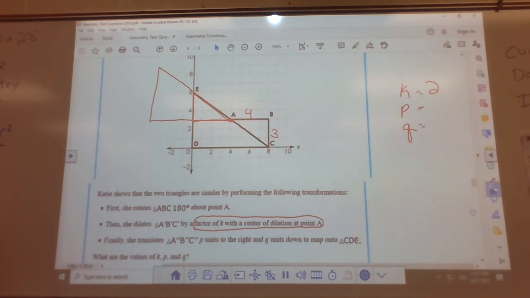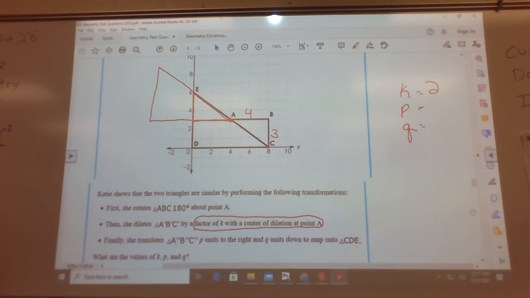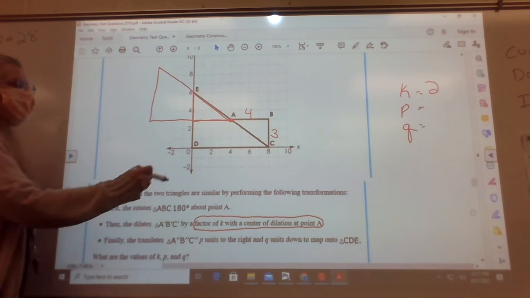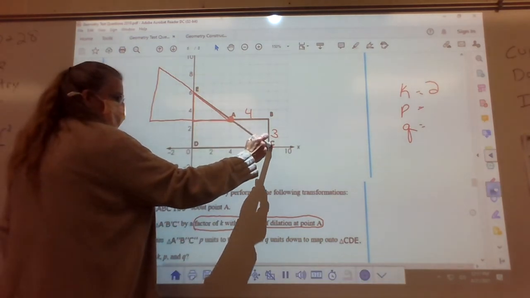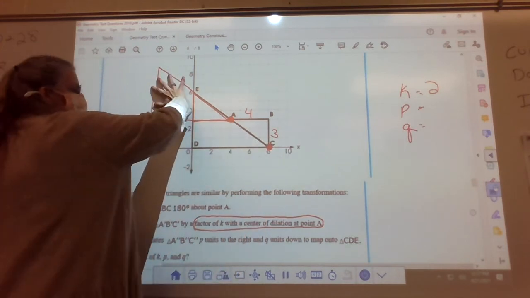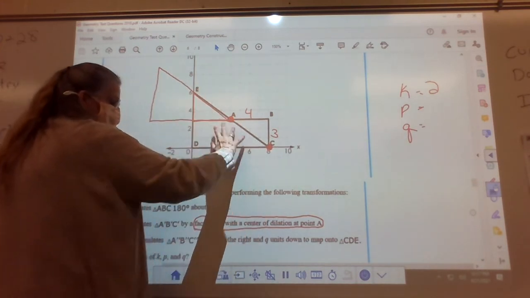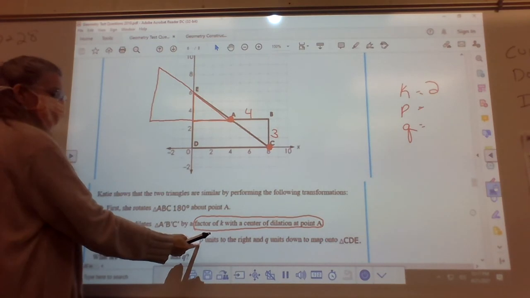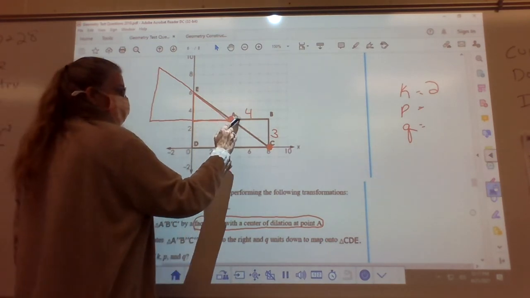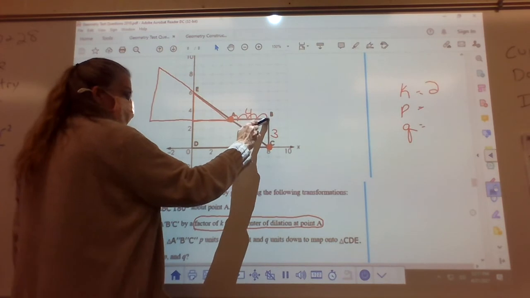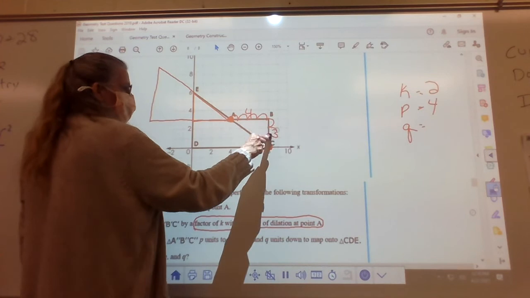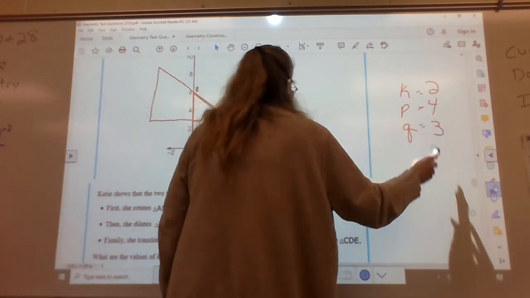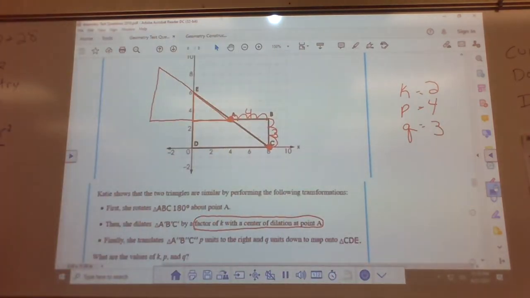Now the last question says she translated it to get to EDC. I didn't even necessarily have to draw all this stuff because A ended up moving to C. So they took this triangle and kind of slid it into place. P is how far to the right do they move? 1, 2, 3, 4. So they slid it 4 to the right. Q is how far down? 1, 2, 3. They slid it 3 down. And now it's put into place.